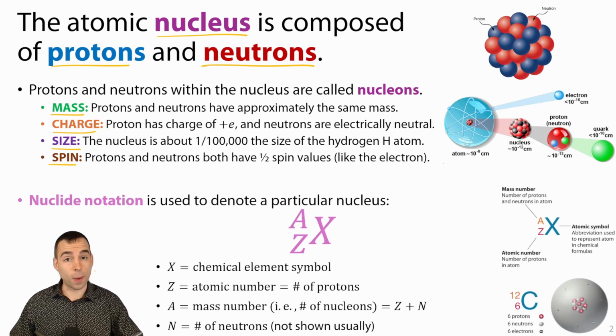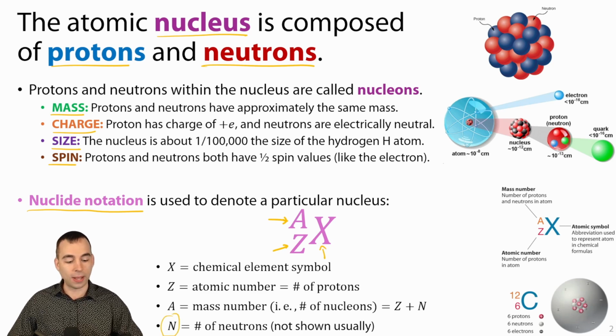To keep track of a particular nucleus, we will use nuclide notation, which is a way of denoting which element we're talking about and how many protons and neutrons are in the nucleus of that nuclide. Here, X is the chemical symbol from the periodic table. Z is the proton number or the atomic number. This can also be taken from the periodic table. And A is the mass number, which is the sum of the number of protons plus the number of neutrons.